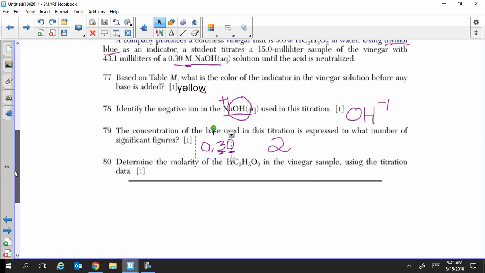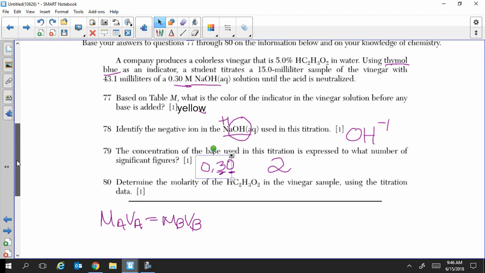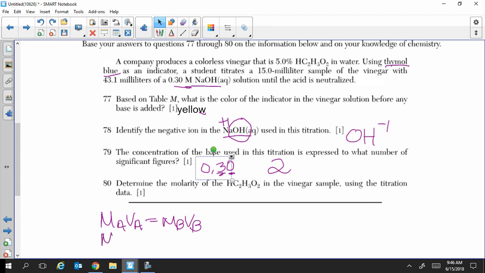All right, determine the molarity of this using titration. Okay, so on the back, titration, MAVA equals MBVB. So now I just look up all those values. I want to find the molarity of the acid, so MA is my X. The volume of the acid that I use is 15 milliliters. The molarity of the base, we just talked about that, is 0.30. And the volume of the base is 43.1.